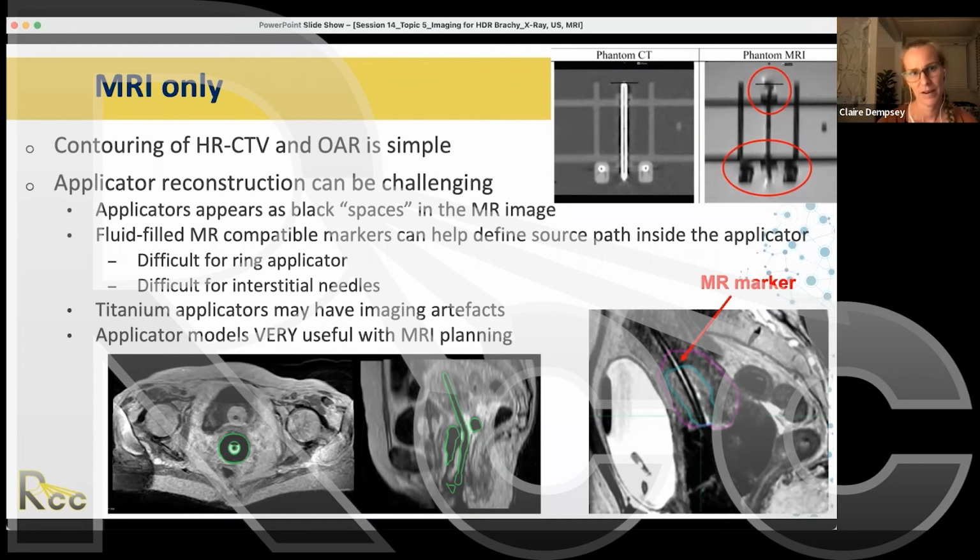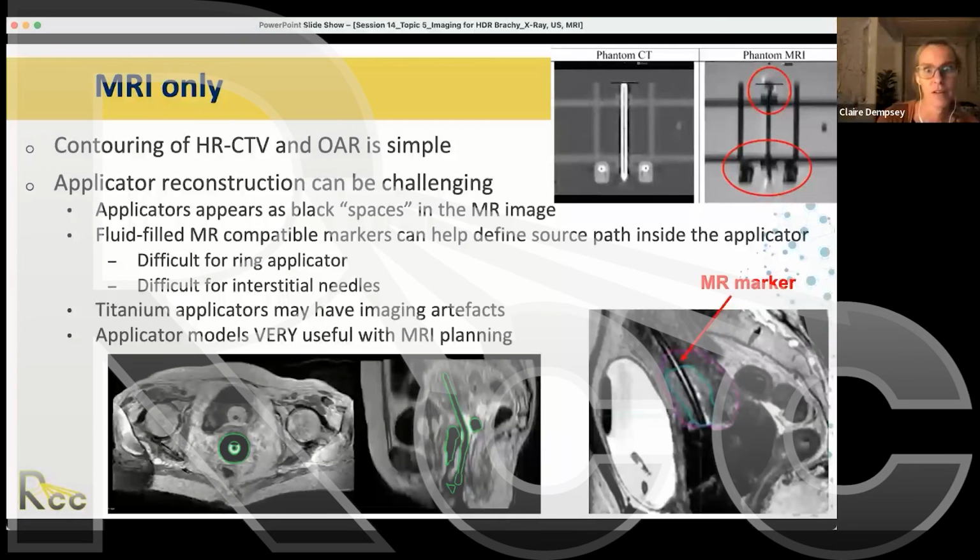Another problem with MR imaging for treatment planning is if you use the titanium applicators, sometimes you can get imaging artifacts. You can see in the top right corner here of the slide, we've got a CT of a phantom with an applicator in it. And here's an MR image of the same applicator. And you can see with titanium, particularly at the tips of the applicators, you get these imaging artifacts. So again, accurately defining the tip of the applicator can be a challenge. And you can also see that there's some artifacts around the ring part of the applicator as well. So that's just something to be aware of if you have titanium applicators.